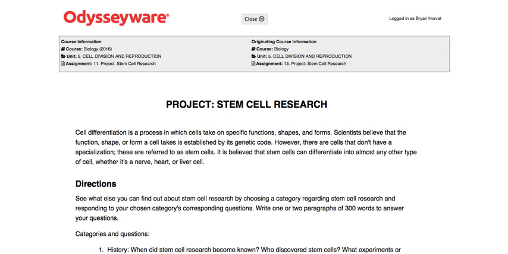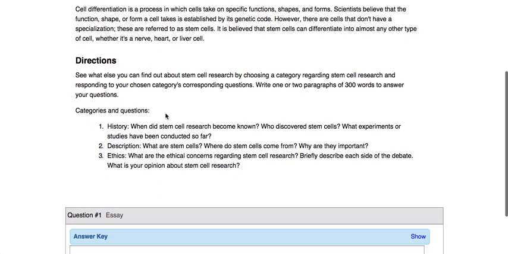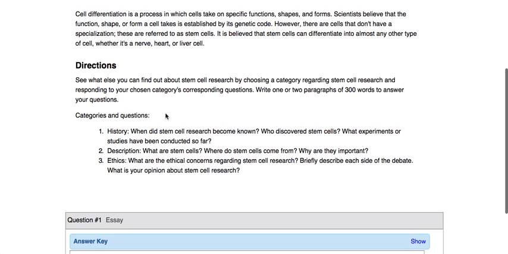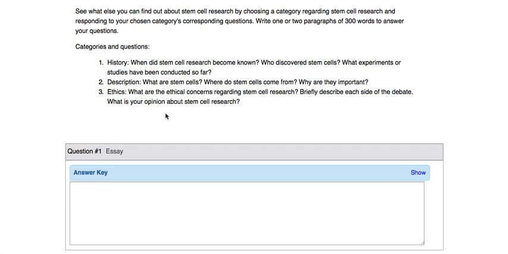So the goal of this is for you to do a little bit more research. See what else you can find out about stem cell research by choosing a category regarding stem cell research and responding to the category's chosen questions. Okay, so here are some categories and questions, and for this project, you're going to choose one category and the questions that go with it. So you're not choosing all categories, you're choosing one category.